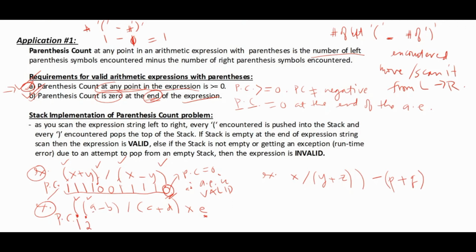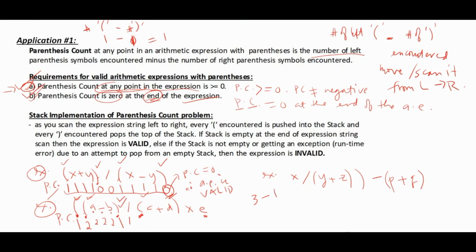And at this point it is 2, and it stays 2 for the next few symbols. At this point we have encountered 2 left parentheses, and at this point we have encountered 1 right parenthesis. So 2 minus 1 is 1. And this is also 1. At this point, how many left parentheses have we encountered? We have 1, 2, and 3. 3 minus how many right parentheses have we encountered at this point? It is only 1, this one.